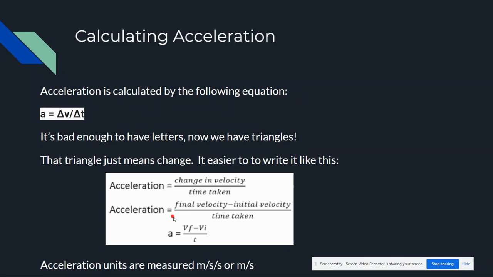A change in velocity means we're going to take how fast it's going at the end and subtract how fast it's going at the beginning. Then we're going to divide that by time, because acceleration is a change in velocity over time. Since velocity is measured in meters per second and time is measured in seconds, our units for acceleration are going to be meters per second, or, oops, I forgot to put a 2 there. Meters per second squared.